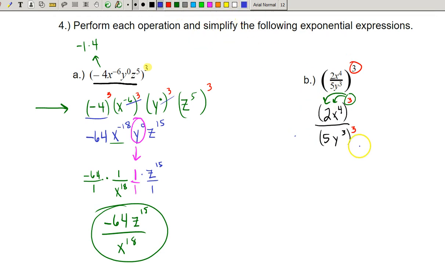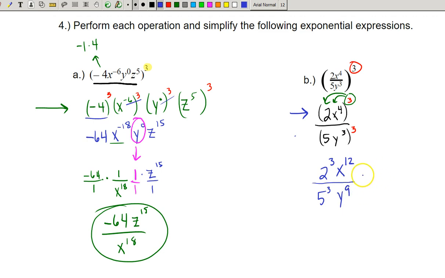So we look at the top here, and since we have 2x to the 4th, cubed, we're going to have 2 cubed times x, and we have 2 to the 4th, 2 to the 3, so we're going to multiply. That's going to become x to the 12. And then on the bottom, we're going to have 5, that has to be cubed, and then the y cubed has to be raised to the 3 as well, so that's going to be multiplication, so y to the 9th. And that's really our answer.